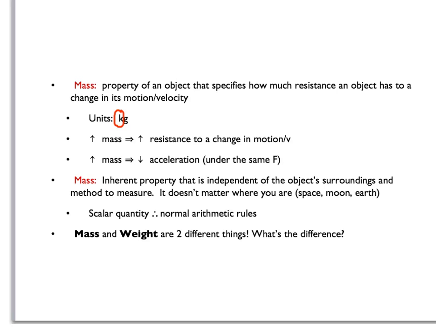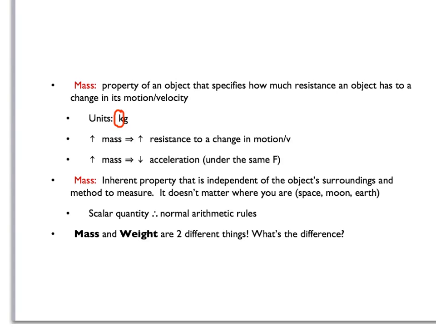Now, to consider this as a resistance to a change in motion or velocity, think about something that has a lot of mass. The bigger the mass something has, the bigger the resistance it has to a change in its motion or its velocity. The smaller the mass, the easier it is to change that object's motion or velocity. Along with that, a bigger mass would now result in a smaller acceleration if you were to apply some force to it, whereas a much smaller mass could result in a larger acceleration.